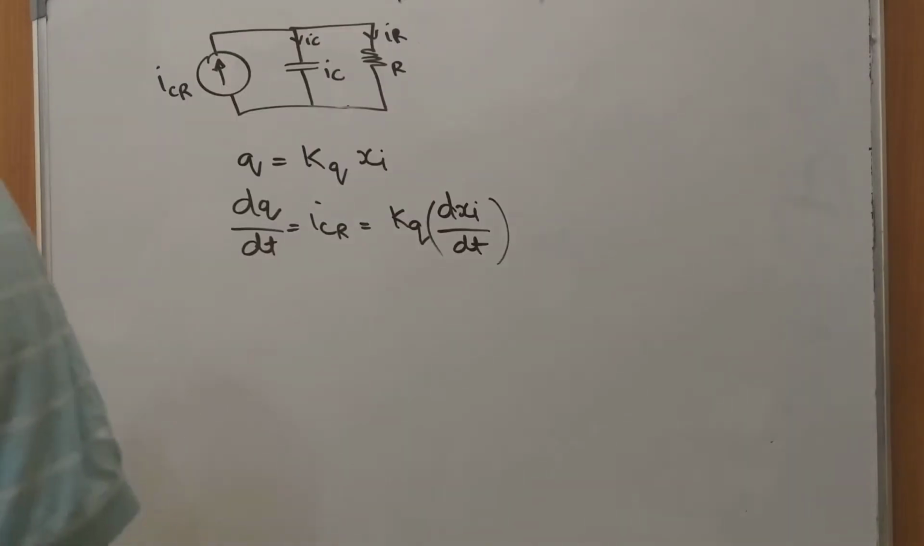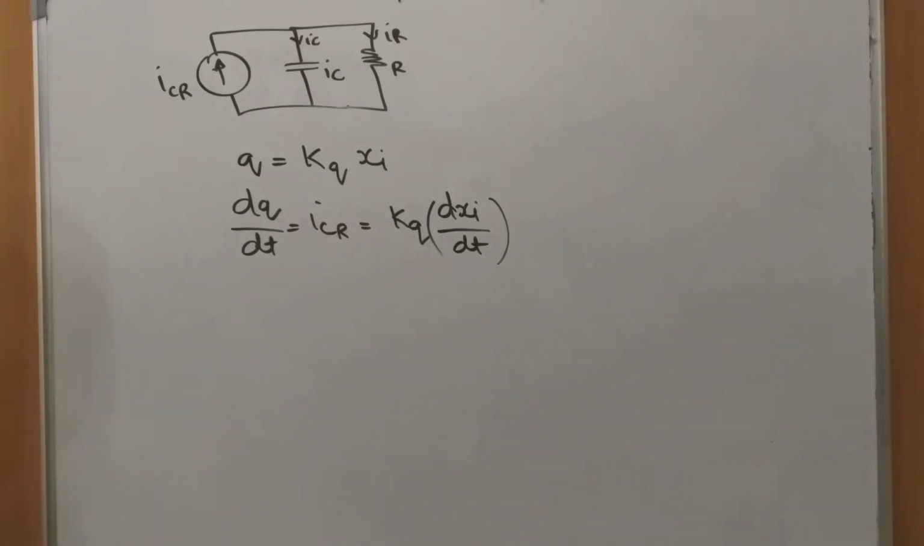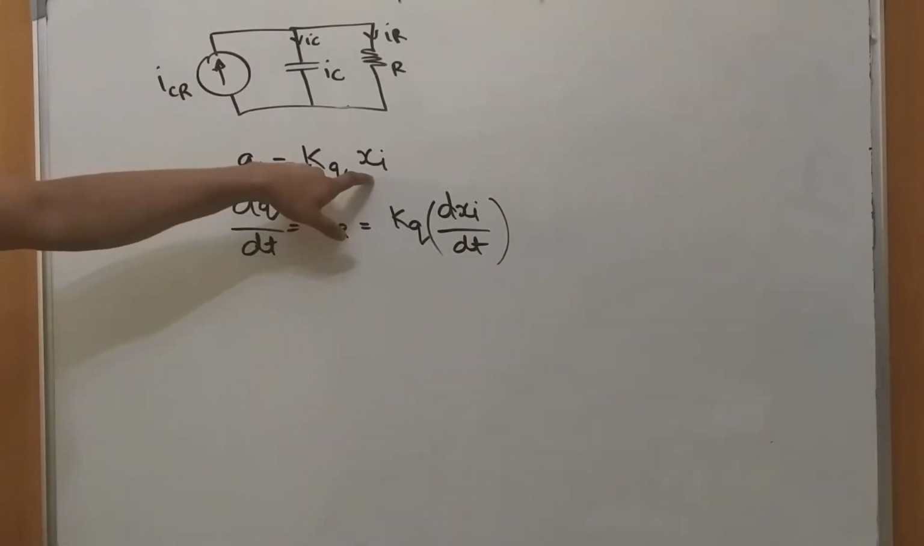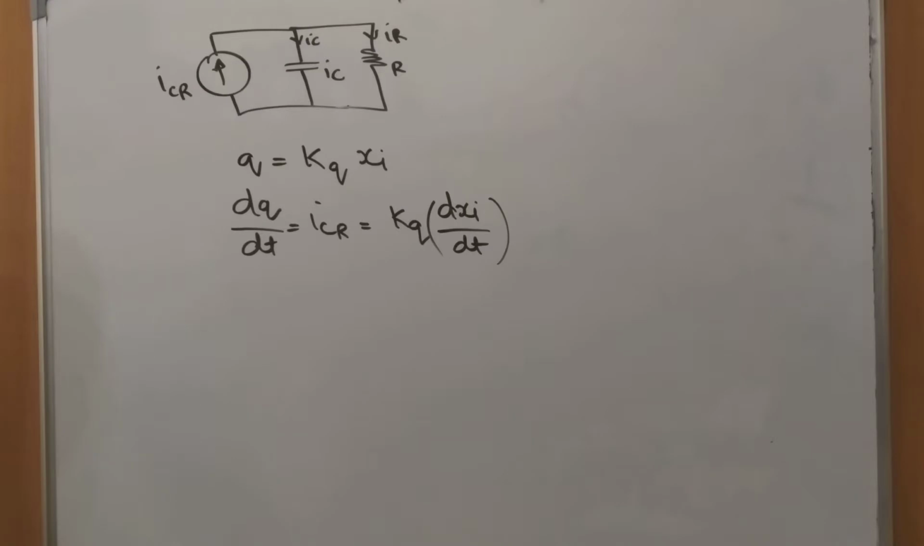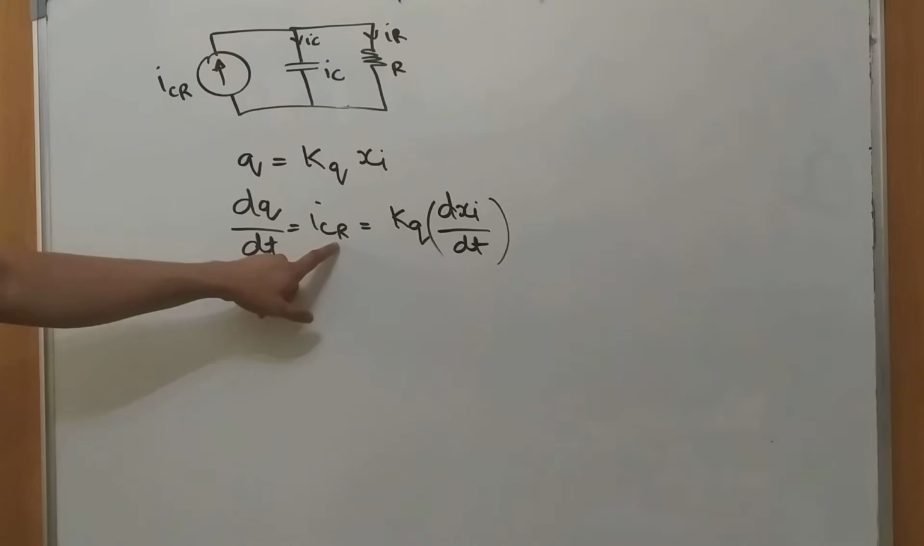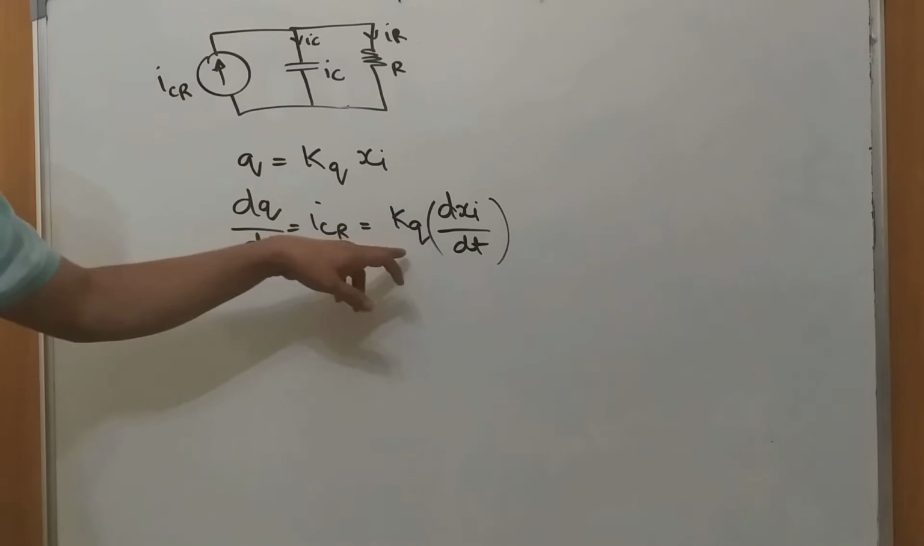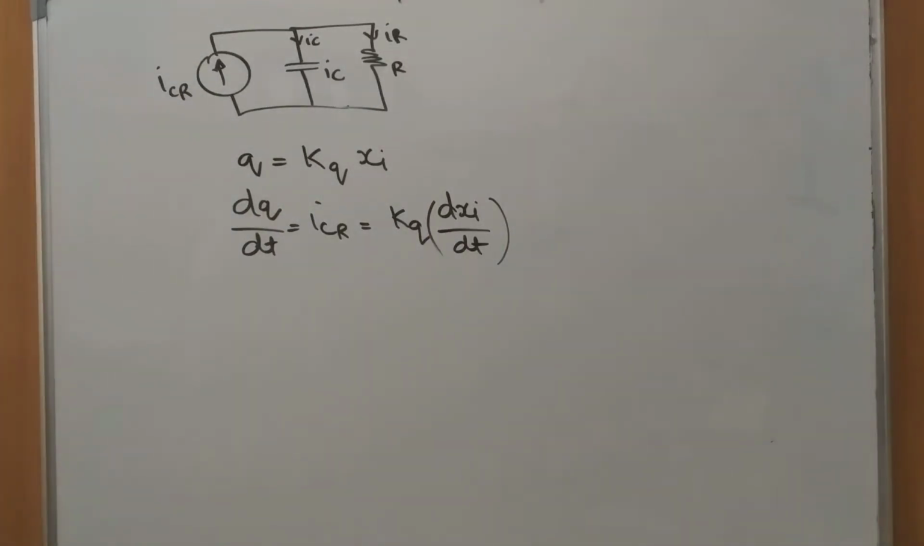In this case, we are supposed to derive some relations. Q, the charge developed across the piezoelectric sensor, is given by KQ into Xi, where KQ is a constant and Xi is the displacement because of the external force or pressure. If we find dq by dt, the rate of change of charge, which is current, it is equal to ICR. That is equal to KQ into dXi divided by dt, because KQ is a constant and the only variable is Xi.